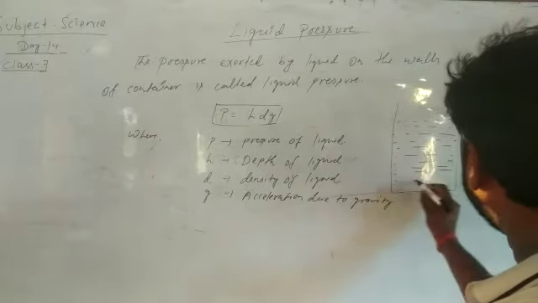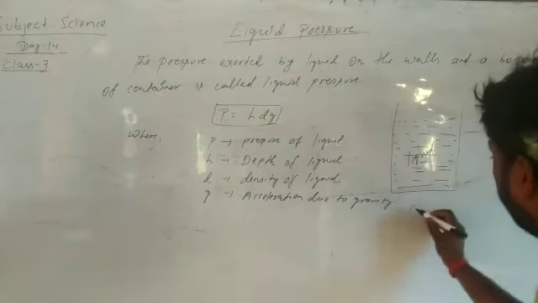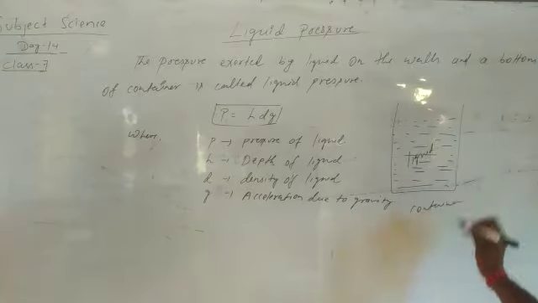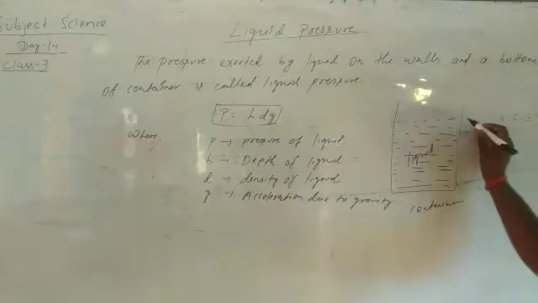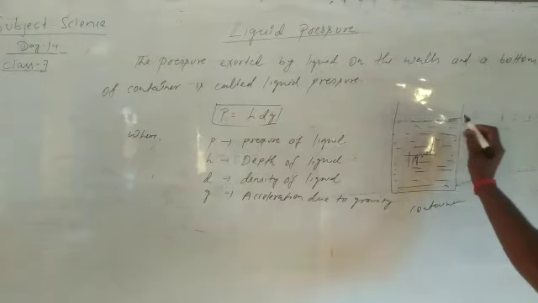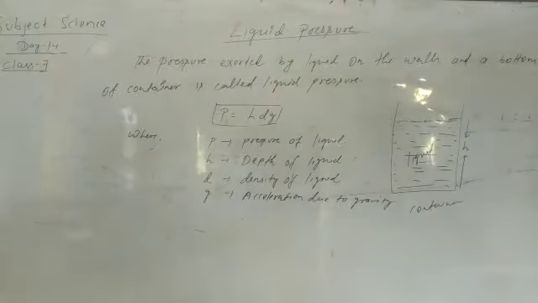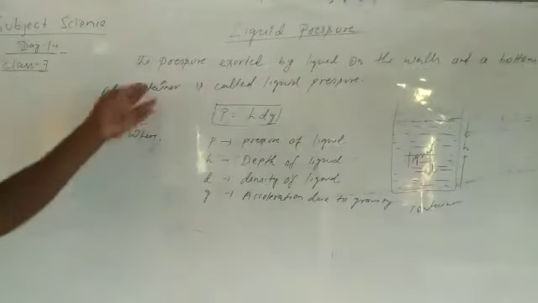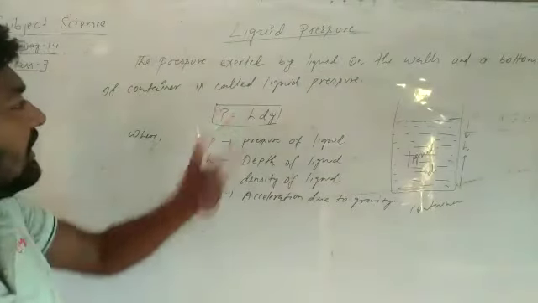The container is filled with a liquid. This is the liquid and this is the container. You can see the above layer of the water, and this is the density. So you have to know this: the pressure exerted by a liquid on the wall and bottom of the container is called liquid pressure.